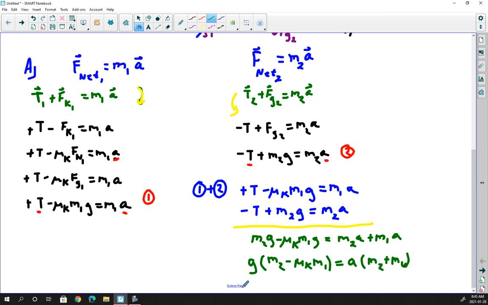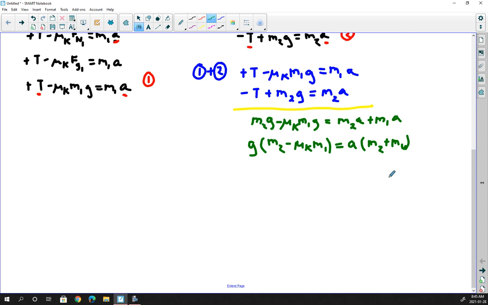Anyway, let's continue. So we're going to divide each side by this bracketed mass. So we're dividing both sides by m1 plus m2. We get g times m2 minus mu k m1 is equal to the acceleration. And remember, I divided both sides by m2 plus m1. Like I said, if you have to pause, pause. All right. And we did the analysis, so we're now ready for substitution over here.